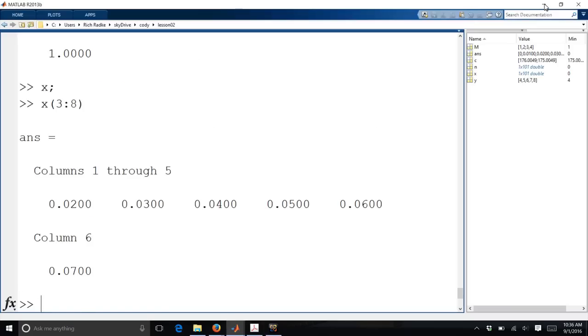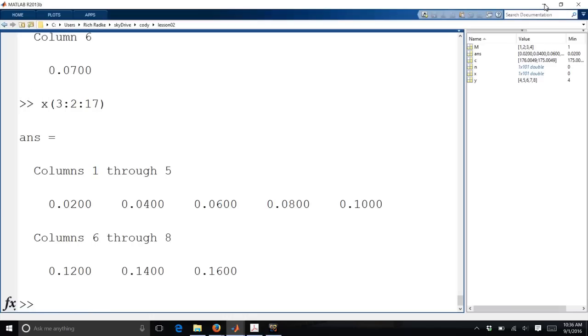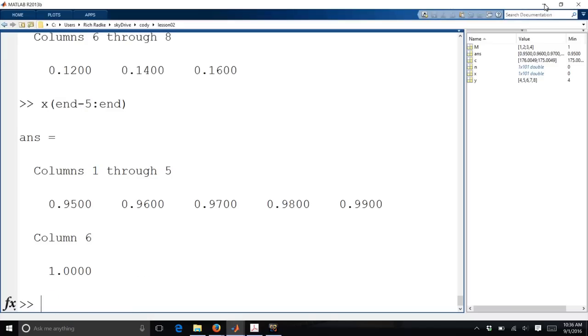I could do that. Or I could say, show me every second element from 3 to 17. Another thing that is nice in MATLAB is that you don't have to remember how many elements your vector has, right? You could always just say, show me the last 5 elements. So end is a keyword in MATLAB that automatically defaults to the last element of that vector. That's handy, so you don't have to remember that this vector was 101 units long, right?